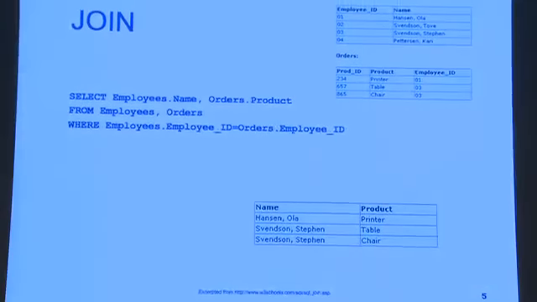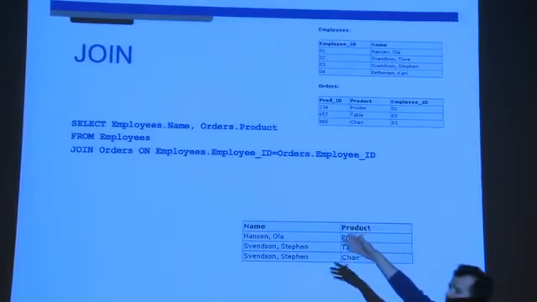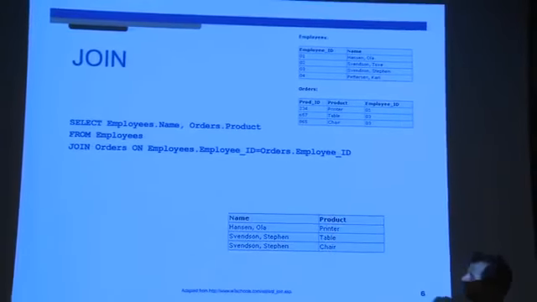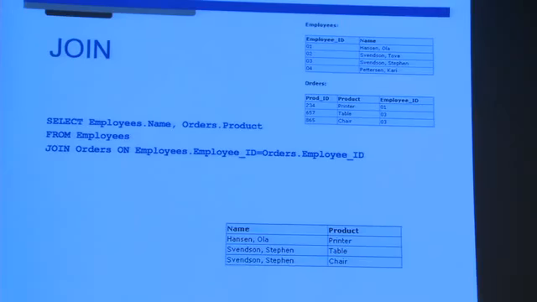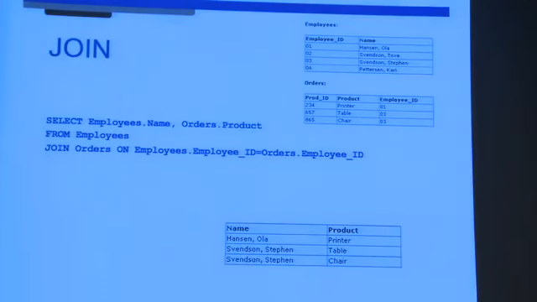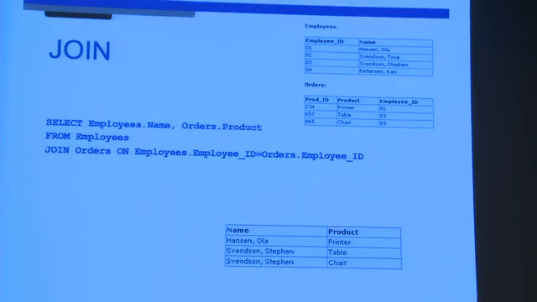But we can be more explicit here, and we can do something like this. Notice this is before, after. So here's the after version. What's different? I still say select employees.name, orders.product, but this time I say from employees join orders. So I explicitly say I want to join employees and orders, but how do I want to join them? I have to specify on employee ID equals employee ID from each of the respective tables. So the end result is identical.